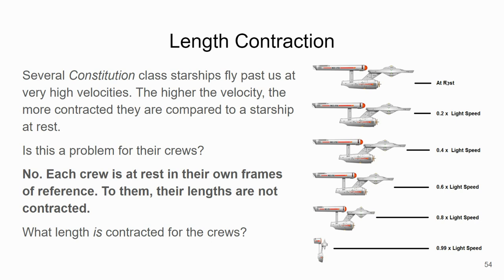Something else is contracted for these guys. So what is contracted? The distance in which they travel. So if they're heading east, which is a weird thing to say in space, if they're traveling to the right through space, that direction is getting compressed.